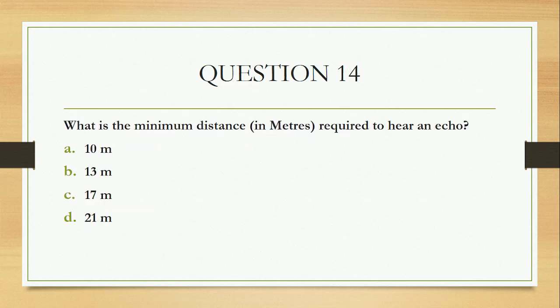Our next question is, what is the minimum distance in meters required to hear an echo? Option A, 10 meters, option B, 13 meters, option C, 17 meters, or option D, 21 meters. And the correct option is option C, 17 meters.